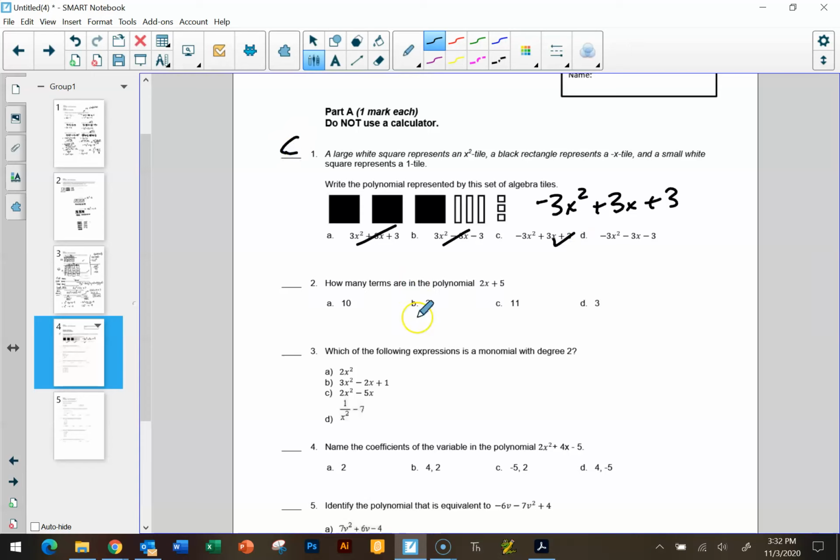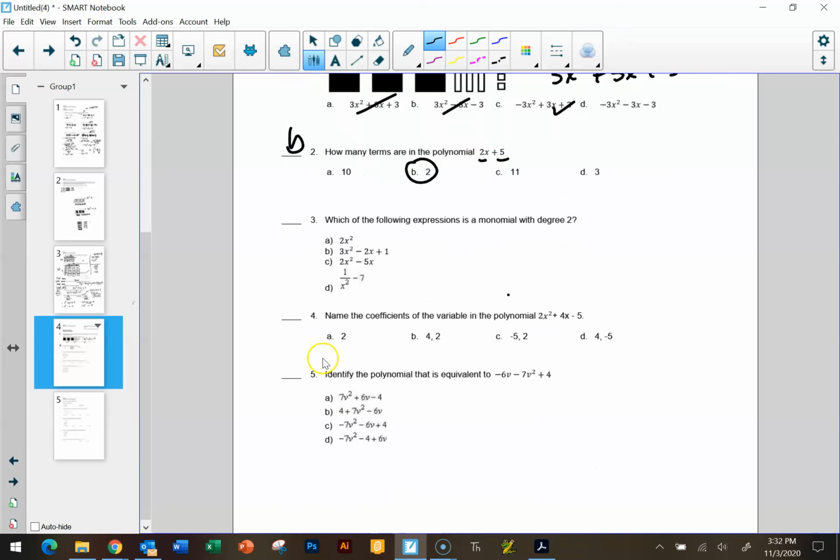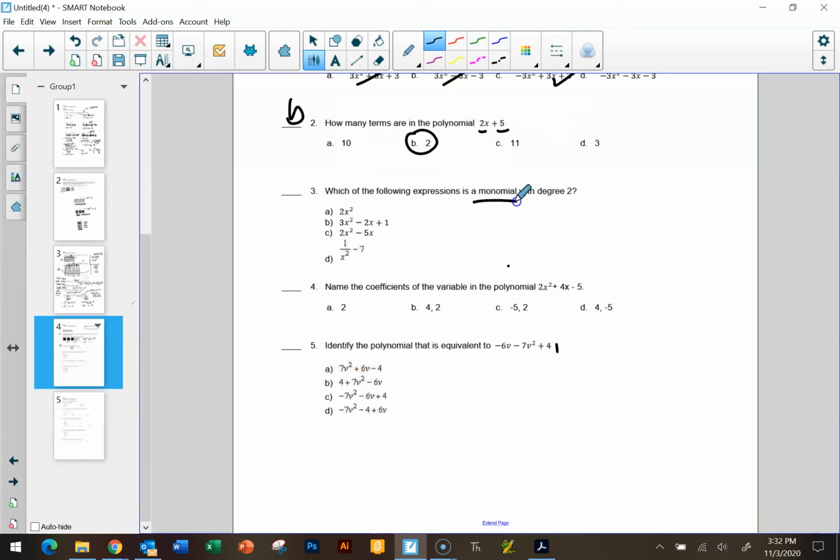How many terms are in the polynomial? Well, this is 1 term, and this is 2 terms. So that's B. Which of the following is a monomial with degree 2? Well, this isn't even a polynomial because it's got a variable in the denominator, so we can just cross that one off. Monomial only has 1 term. Well, this has 3 terms, so it's gone. This has 2 terms. So this is the only one that's applicable, and does it have a degree 2? Yes, exponent 2, degree 2, A.